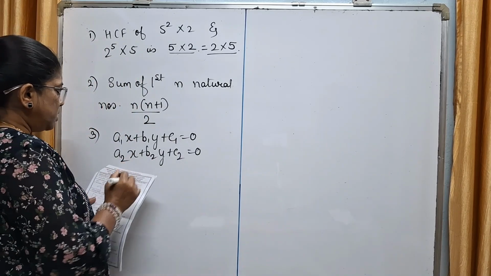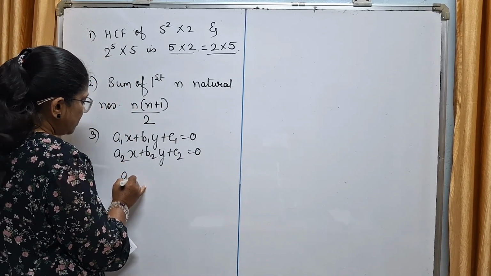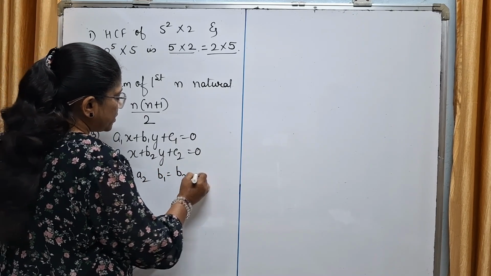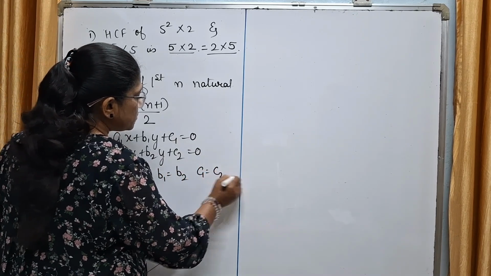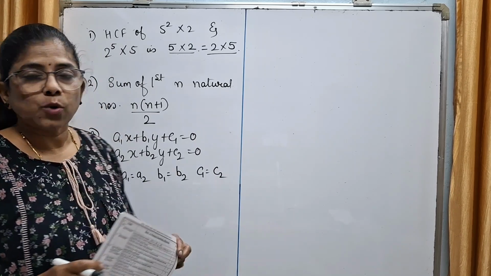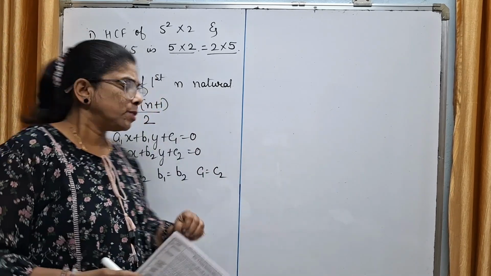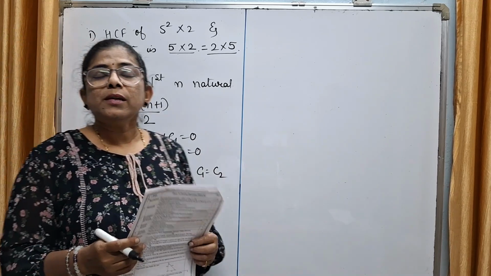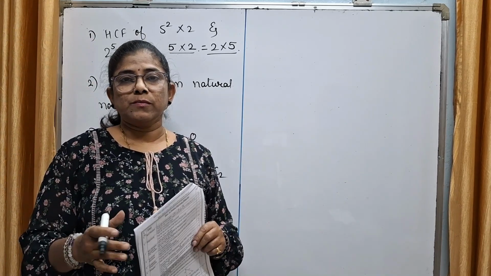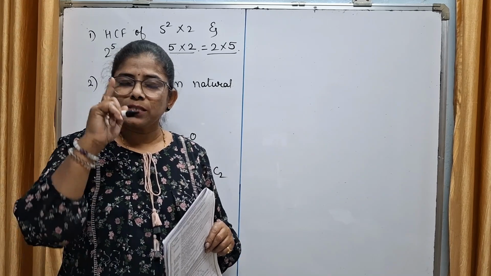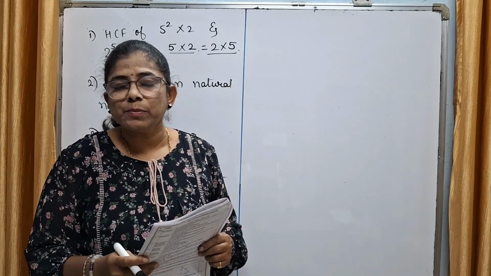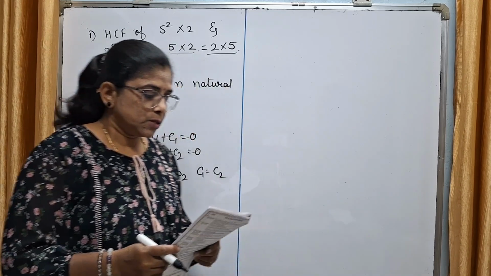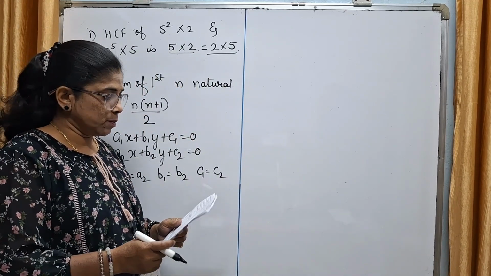So here option D says that a1 equal to a2, b1 equal to b2, and c1 equal to c2. This case is not possible. Why is it not possible? Because if a1 equal to a2, b1 equal to b2, c1 equal to c2, then it's the same equation. Only one equation it represents. It will not represent two different equations. So option D is not possible.